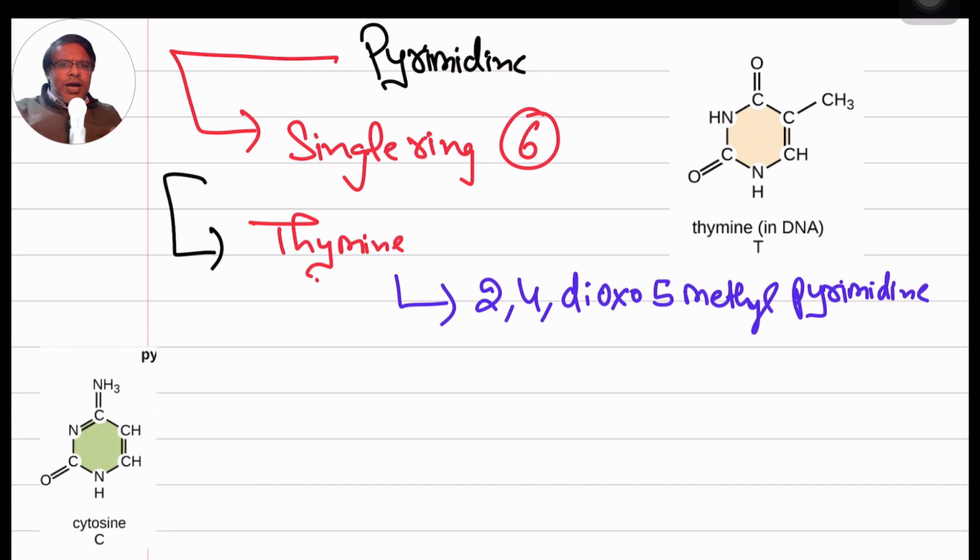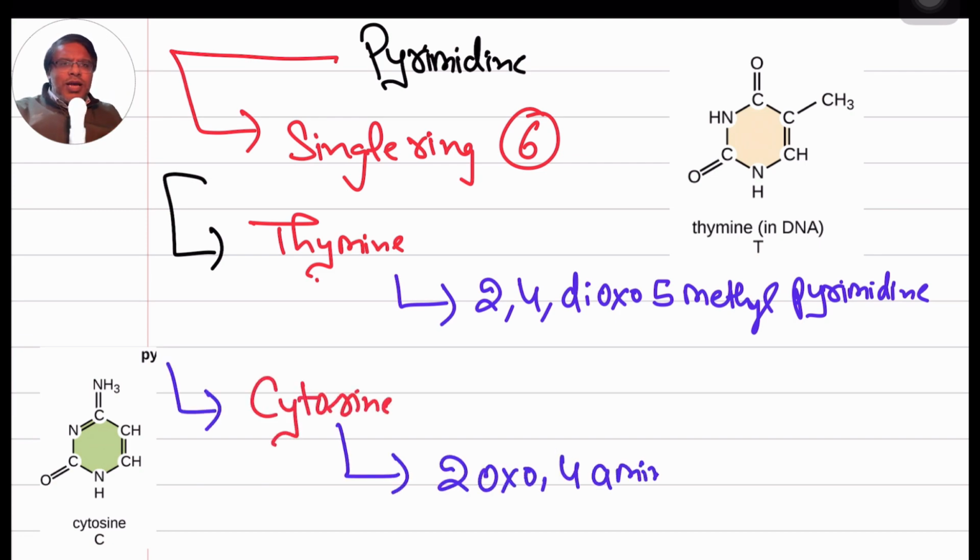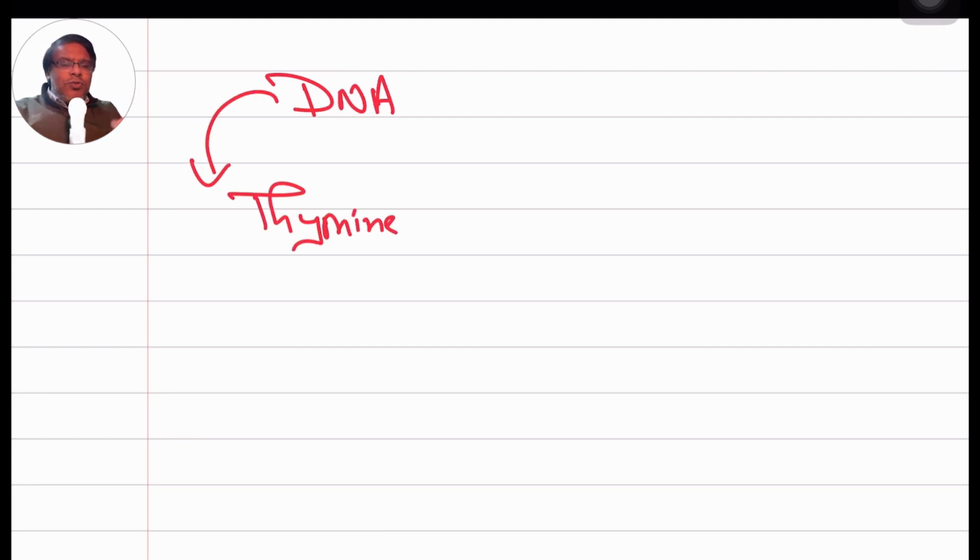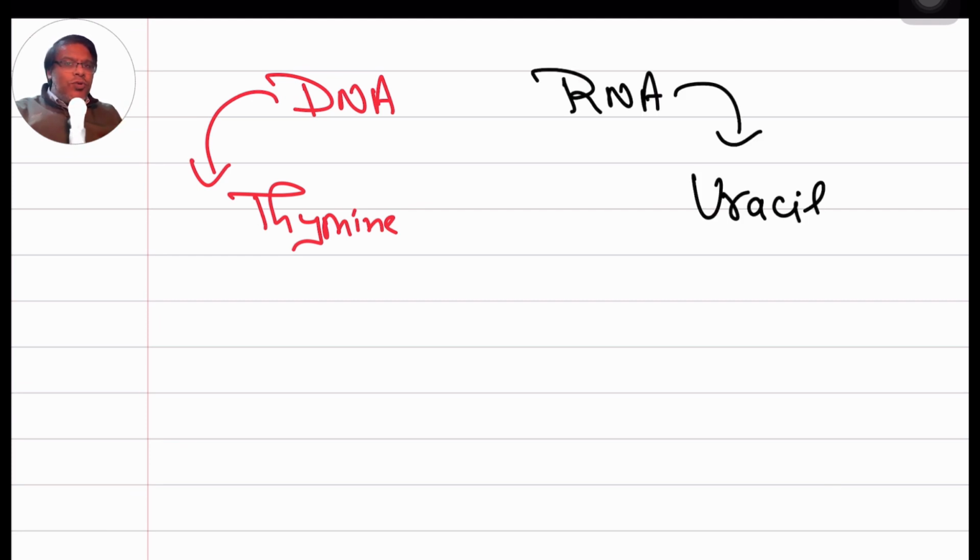In the same way, if you see the structure of cytosine, here also you are going to see a single ring. The chemical name of cytosine is 2-oxo-4-aminopyrimidine. So hopefully the structures of the different bases found in DNA are clear to you. I have told you, in the case of DNA you are going to have thymine, while in the case of RNA you are going to have uracil.